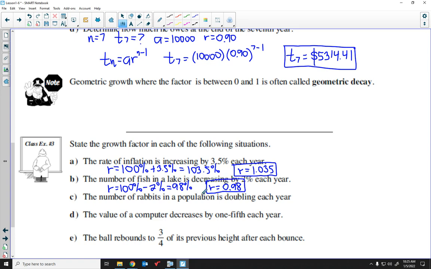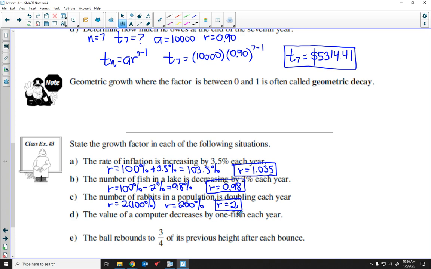C, the number of rabbits in a population is doubling every single year. If you see the word doubling, we just take 100%, we just multiply by 2. So in this situation, it would just be R is 2 multiplied by 100%. So R would be 200%. Convert that to a decimal, I suppose. Divide by 100. That'd be R is equal to 2. So that's a growth factor of 2, which means we're doubling.